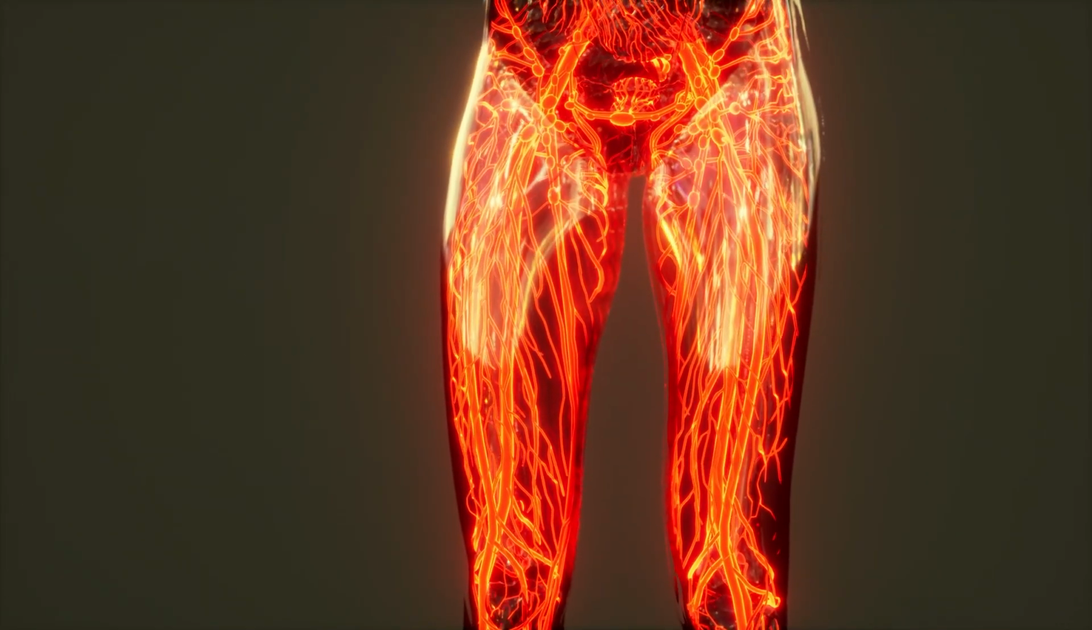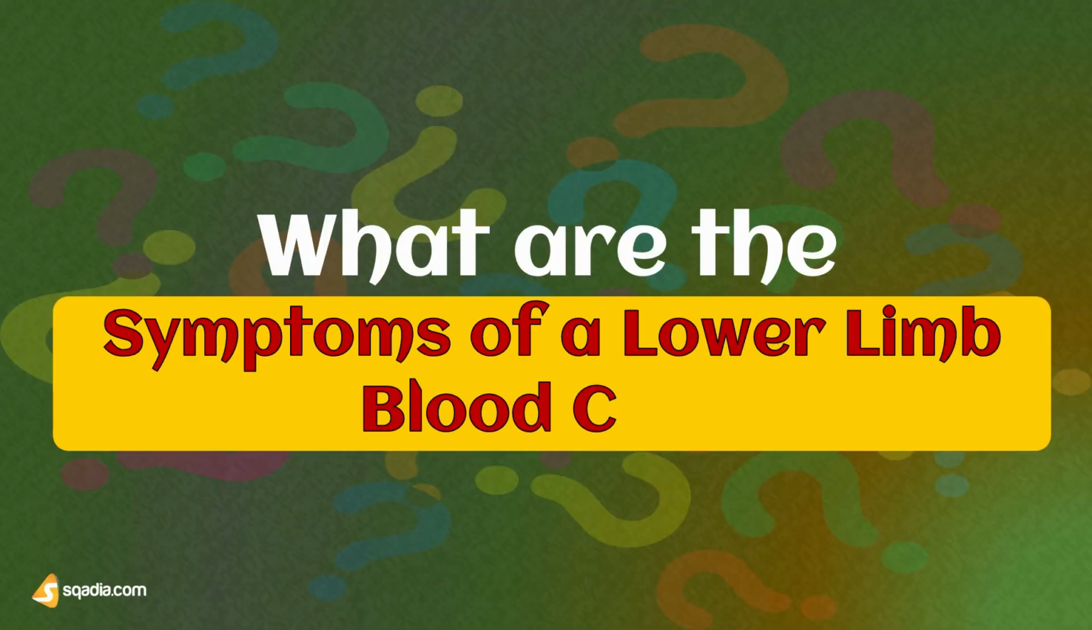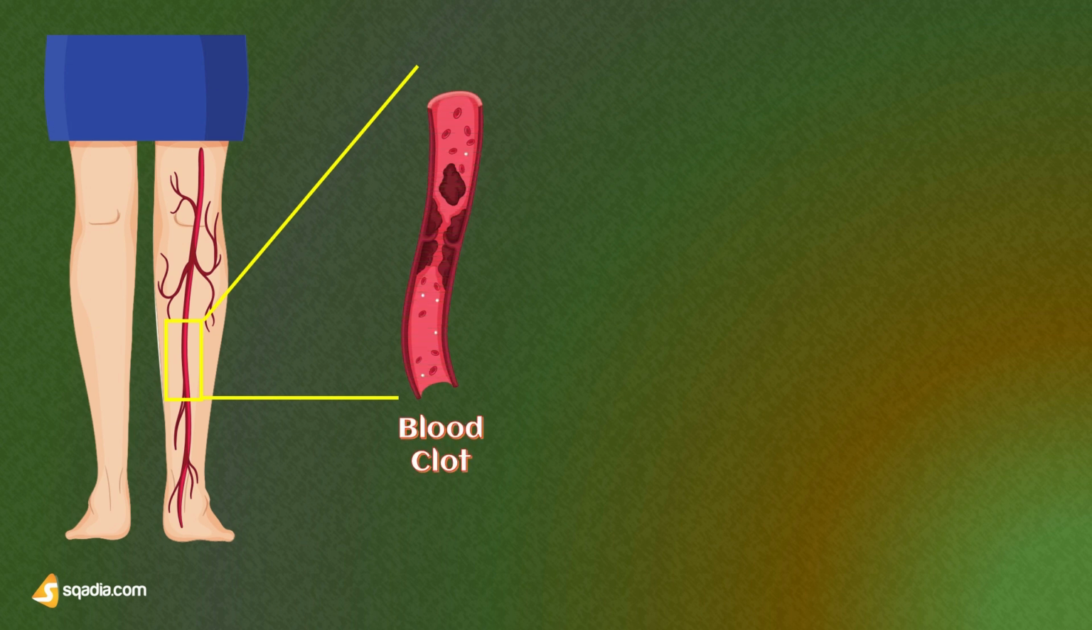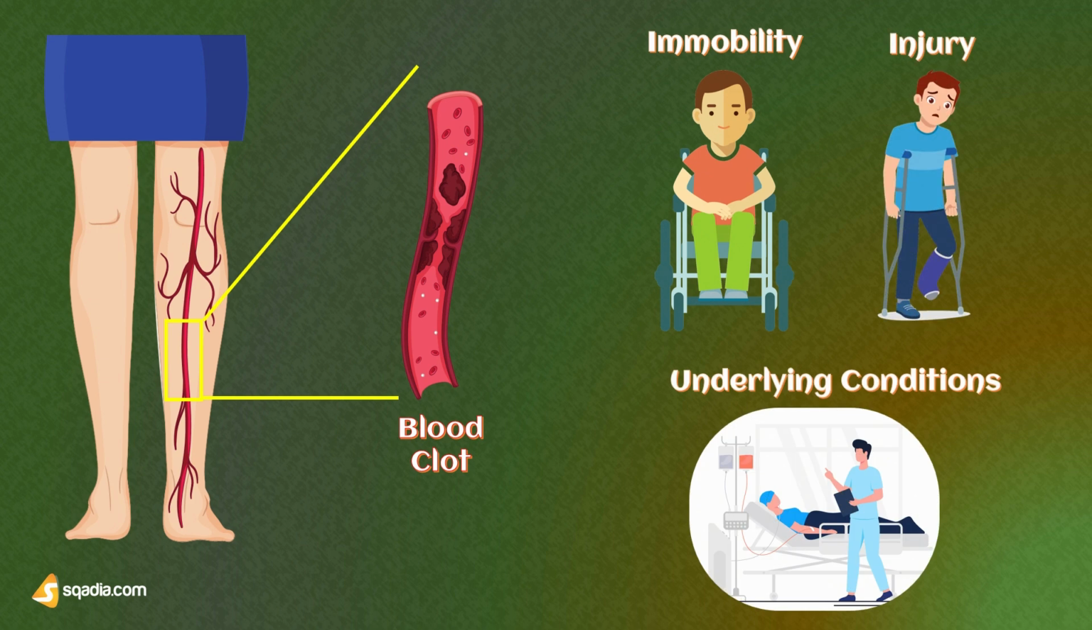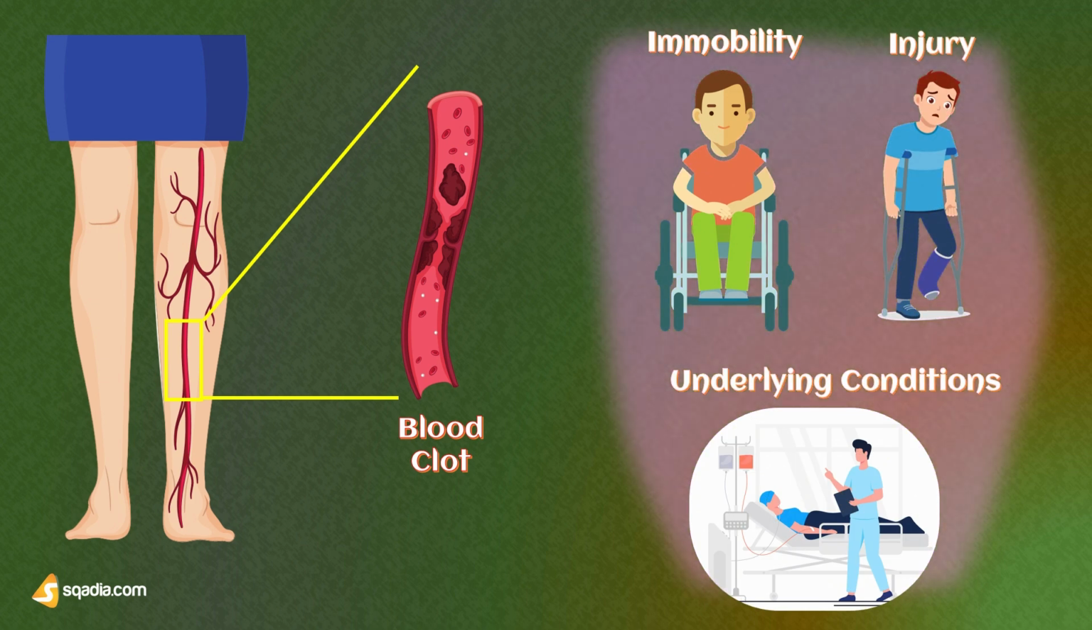In this video, we'll explore the answer to the question, what are the symptoms of a lower limb blood clot? And why it's important to identify and treat this condition as soon as possible. Blood clots in the lower limb are a common medical condition that can occur due to various reasons, such as immobility, injury, or underlying medical conditions. Blood clots can form in the veins or arteries of the lower limb and can cause a range of symptoms that need to be recognized early for prompt treatment.